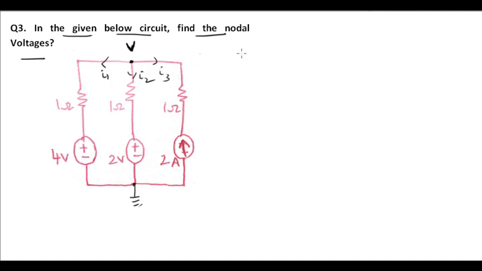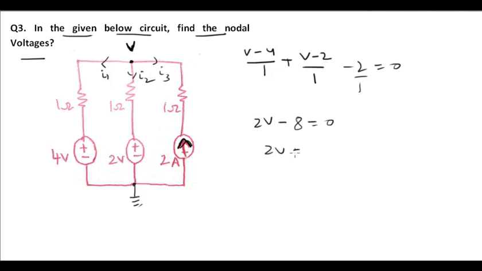Now while applying nodal, I will get V minus 4 upon 1 plus V minus 2 upon 1, and here the current is flowing in the opposite direction. Therefore minus 2 is equal to 0 upon 1. Therefore 2V minus 8 is equal to 0. 2V equal to 8. V is equal to 8 divided by 2, which is equal to 4 volt.